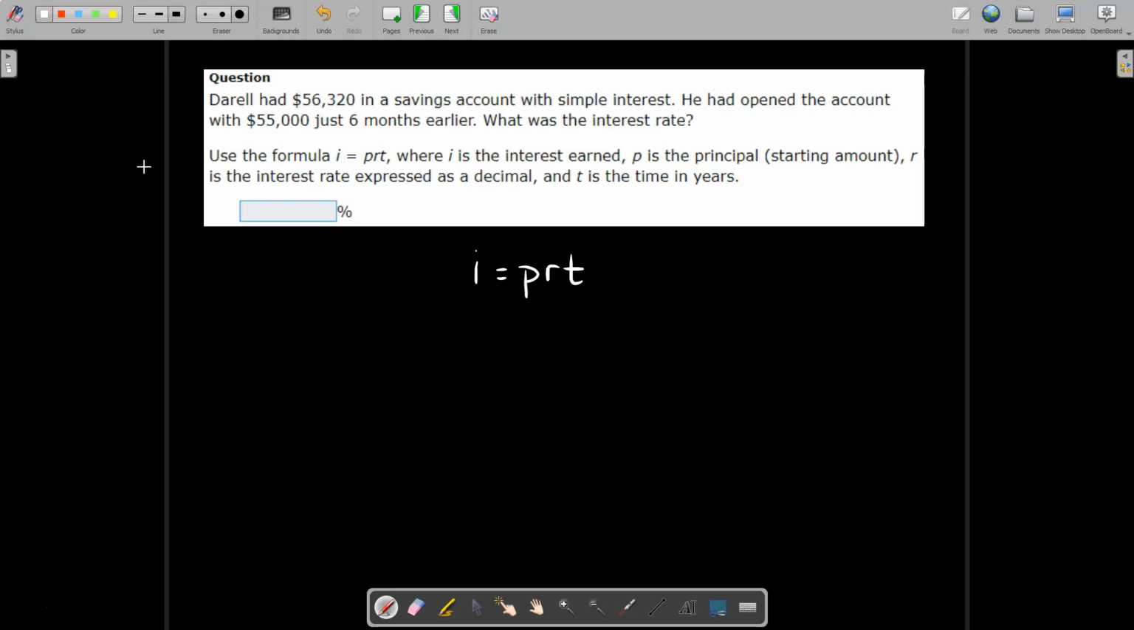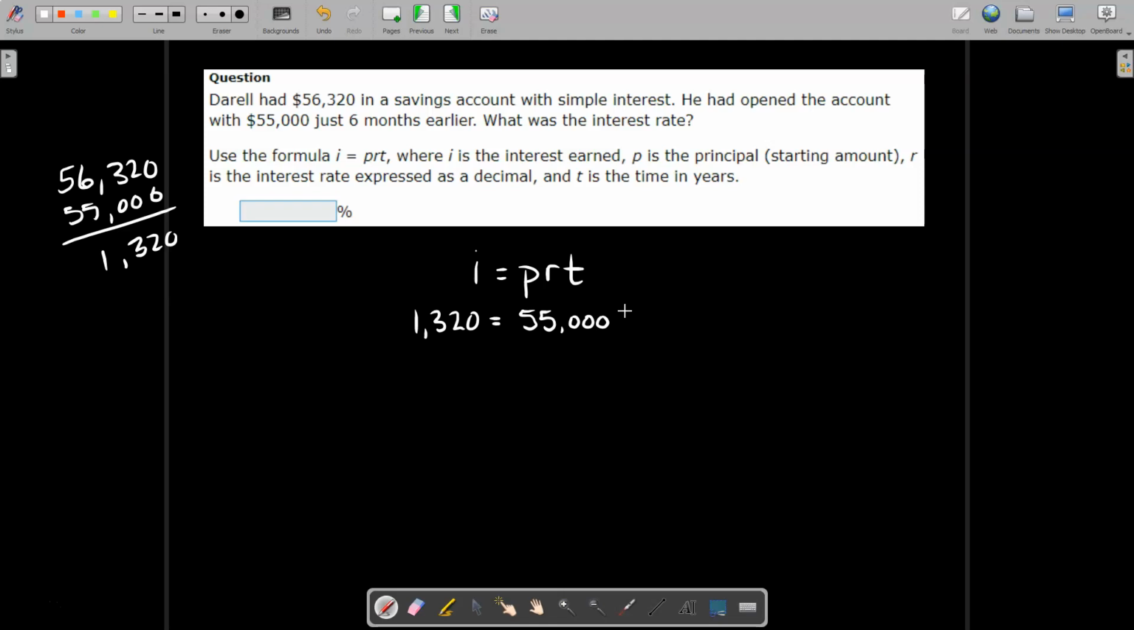So we need to do $56,320, and we need to subtract from it $55,000. Well, this is going to be $1,320. So the interest is going to be 1,320. We're going to set that equal to the principal, what he started out with, which is 55,000.